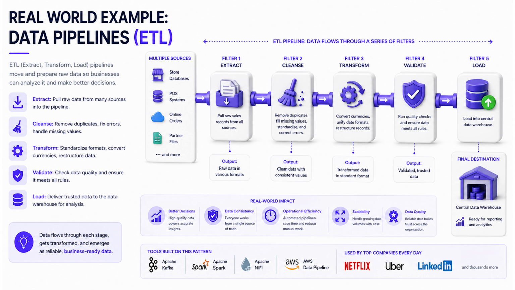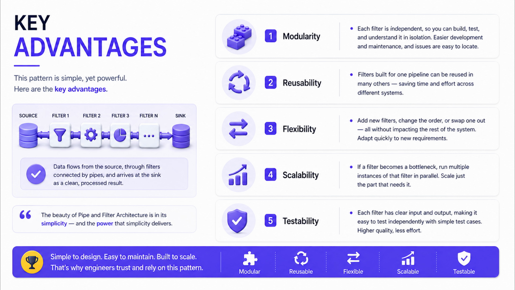Finally, the last filter loads the clean, validated, transformed data into a central data warehouse where business analysts can run reports and make decisions. Tools like Apache Kafka, Apache Spark, Apache NiFi, and AWS Data Pipeline are all built around this exact pattern. They are used by companies like Netflix, Uber, LinkedIn, and thousands of others every single day. By now, you can probably see why engineers love this pattern. Let us go through the key advantages one by one.